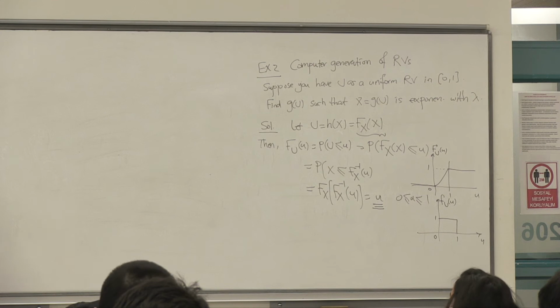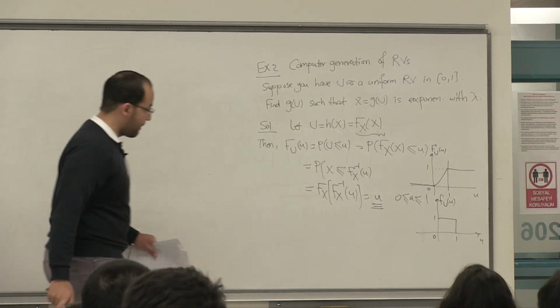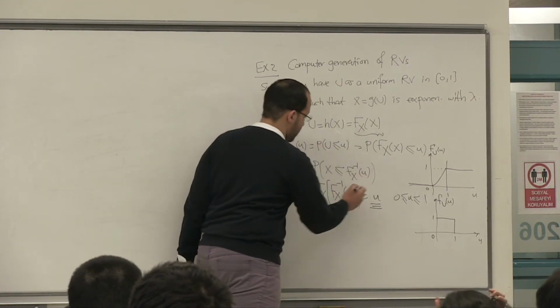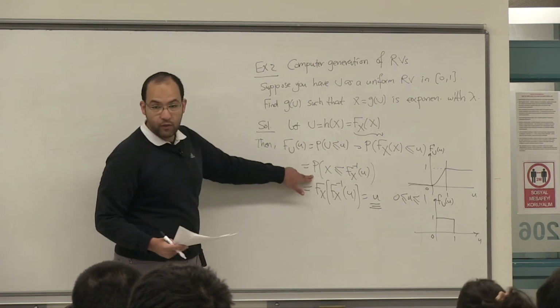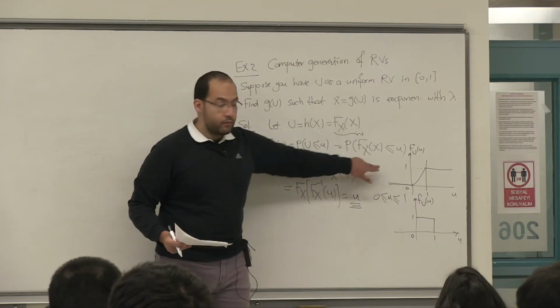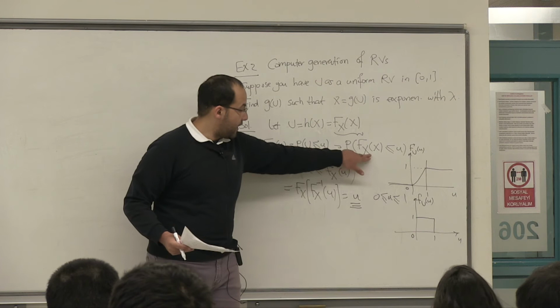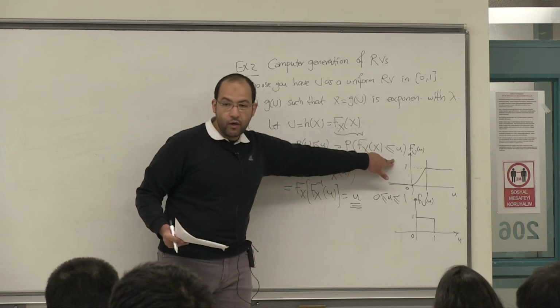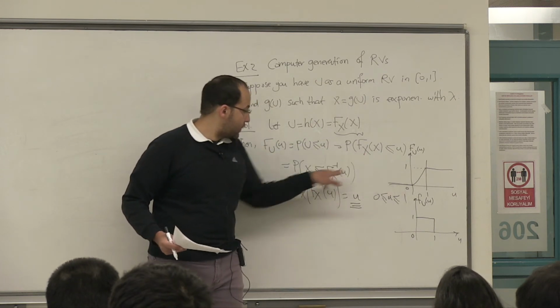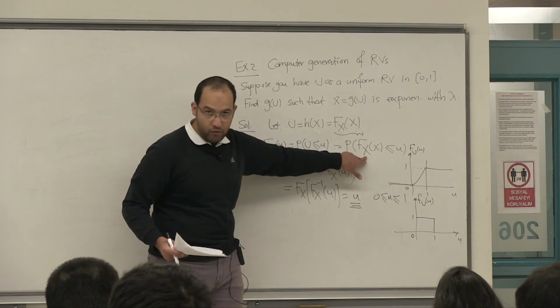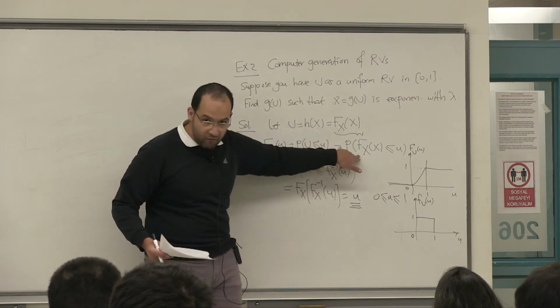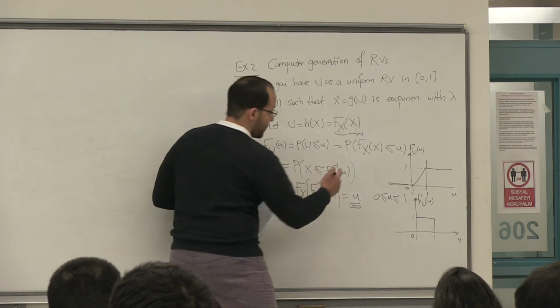How did we get the second last step? How did I get to this step from this step? It's just that if a function is less than or equal to u, then the variable is less than or equal to the inverse of the function at u. So this is a function, right? You inject the inverse to both sides. Do this operation.